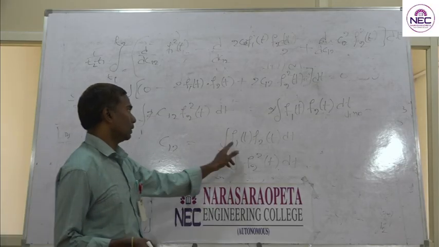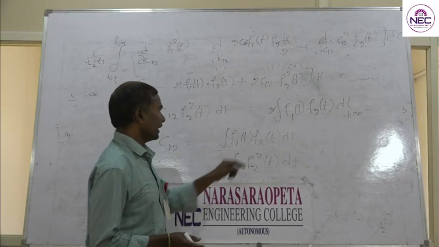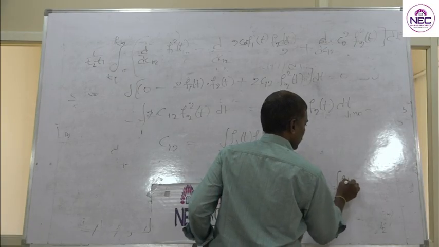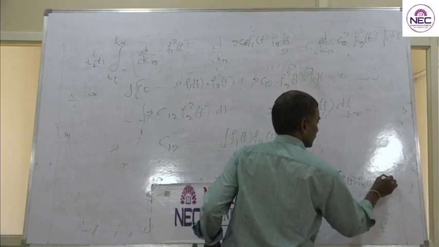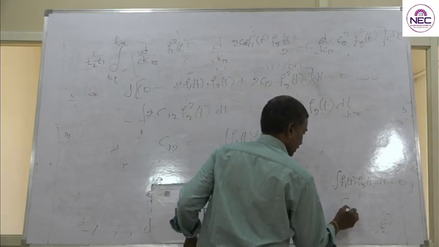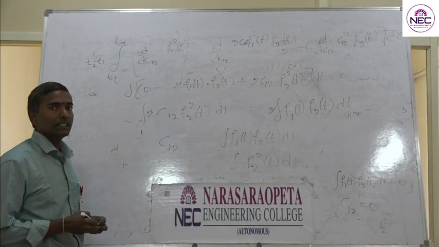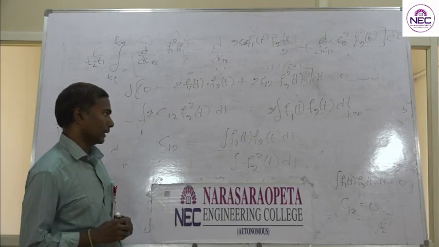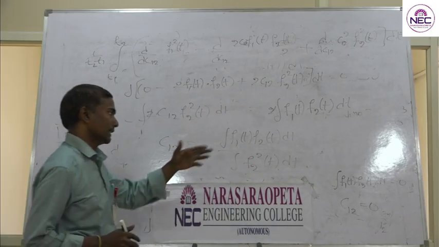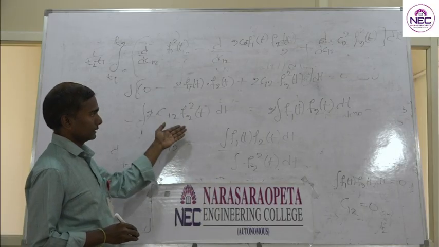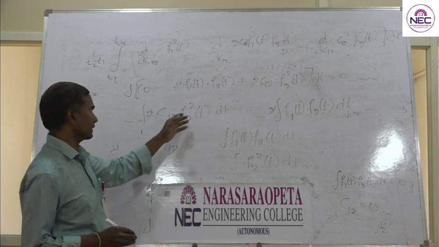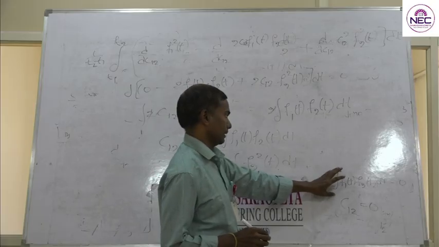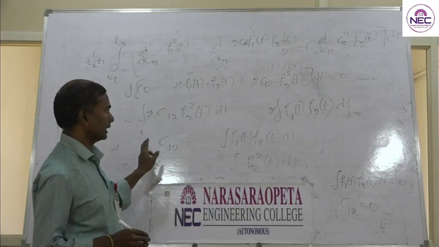If two signals are orthogonal, this numerator, the product integral, becomes 0. If f1 and f2 are orthogonal, then the integral of f1 of t into f2 of t dt is equal to 0. So similarly, c12 is equal to 0, and we can say that the two signals f1 and f2 are orthogonal. So for obtaining the orthogonality condition in signals, we first analyzed vectors by comparing two vectors. After that, we came to signals. We compared two signals and found the orthogonality condition for two signals to exist. Thank you.